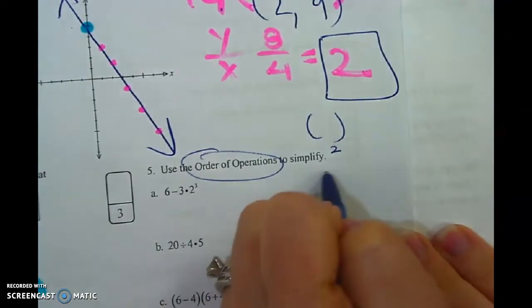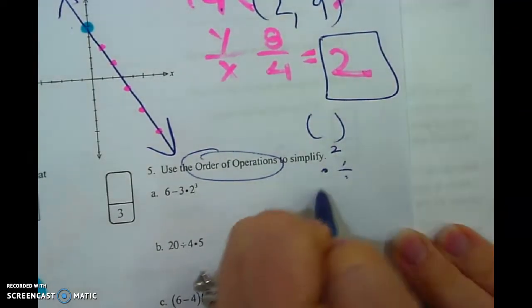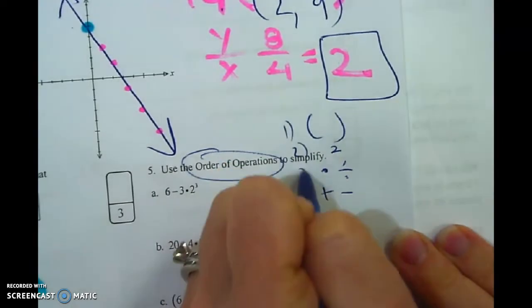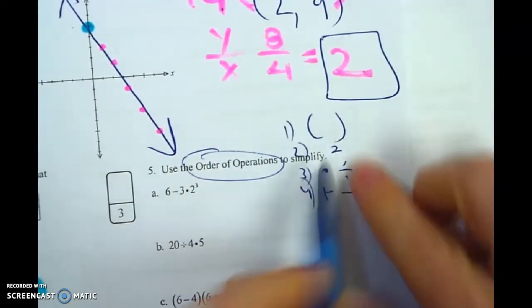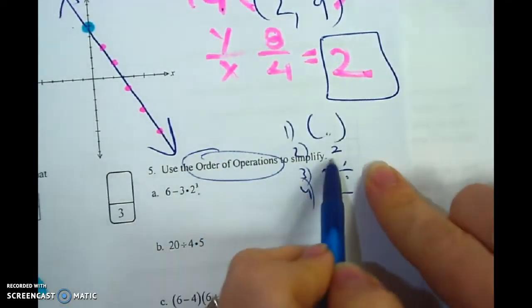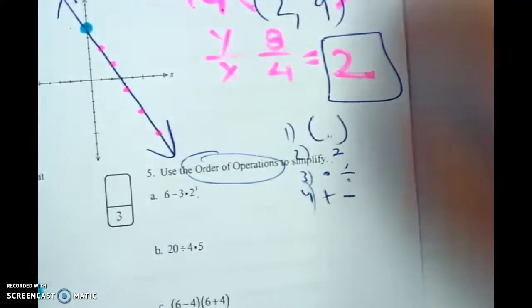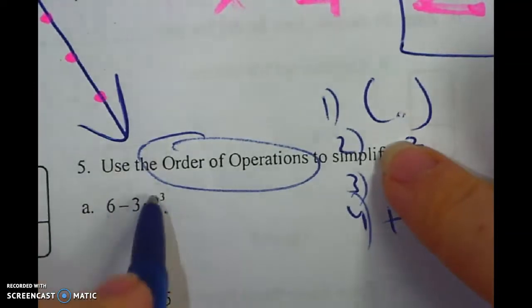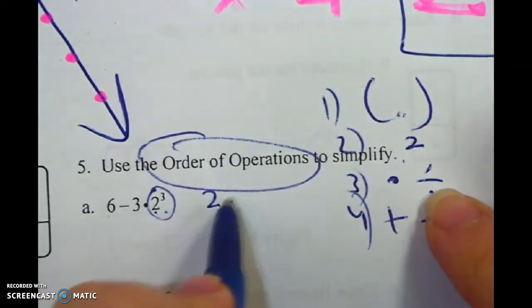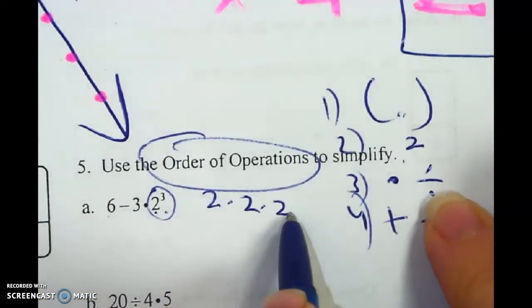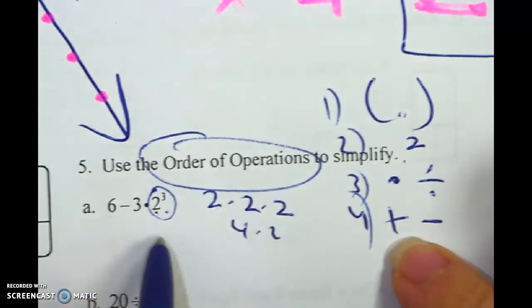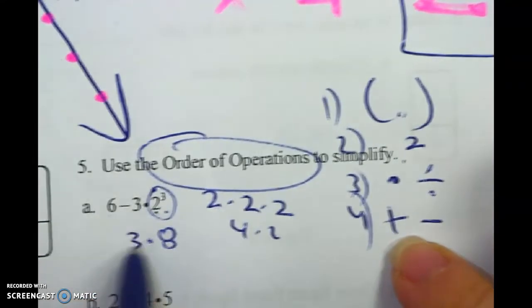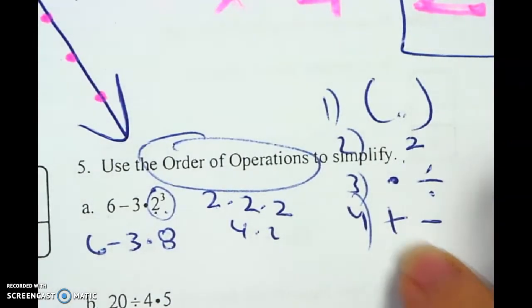The next one, I have to use order of operations, which means first I do parentheses, then I do exponent, then I do multiply, divide, then I do add, subtract. Okay, so the first thing I do, parentheses, nope. Exponents, let me make that a little bit bigger. So that means the first thing I do is I take care of this. 2 cubed. 2 times 2 times 2. 2 times 2 is 4, times 2 is 8. Times 3 minus 6. I know there's not much space, I'm sorry.